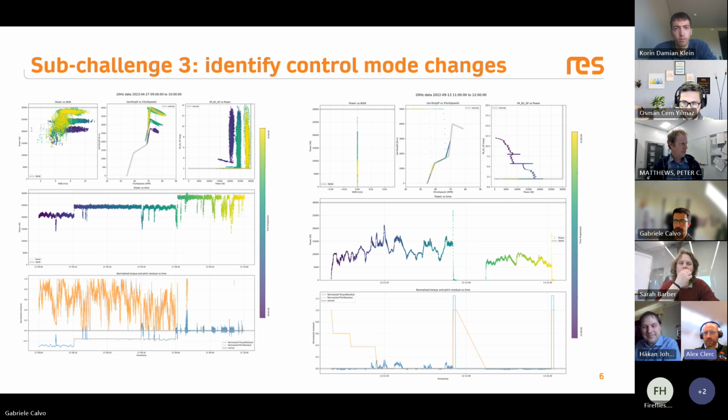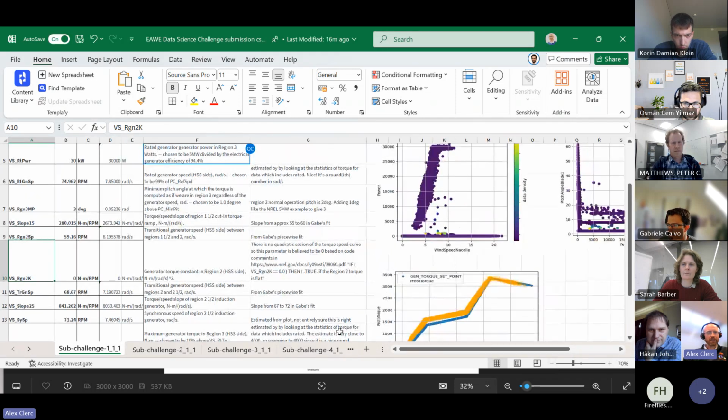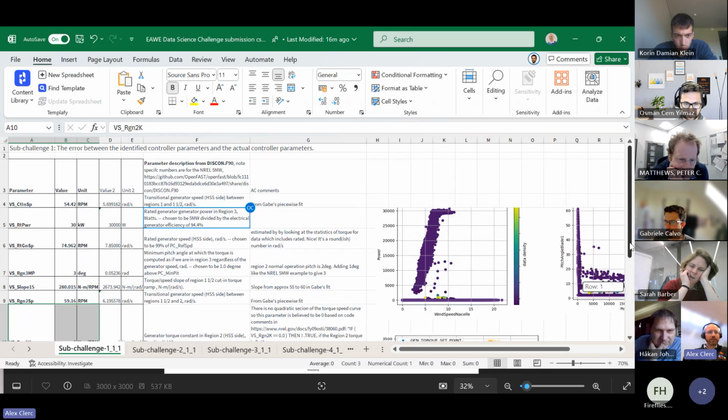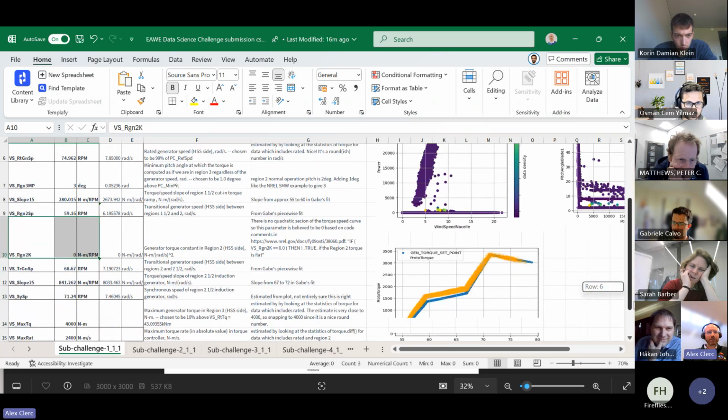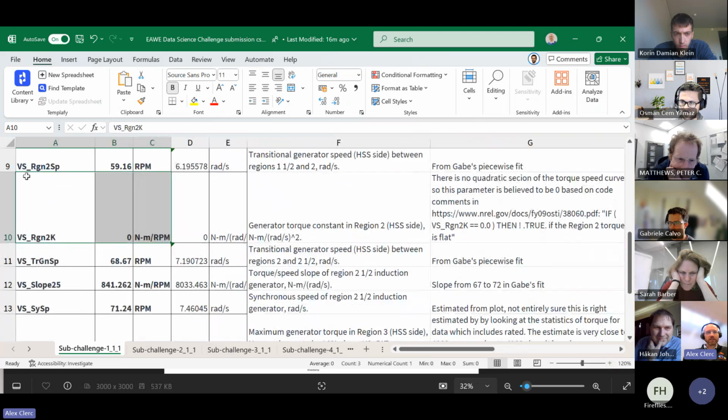I was going to mention one more thing on challenge 2, if I may. Yeah, go for it. When we were preparing the CSVs, we had a more verbose Excel file, so we didn't submit all this detail. We're not familiar with the NREL controller, so a lot of the parameters were difficult to interpret. But this one in particular, I was interested in.